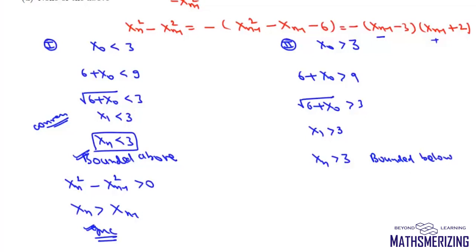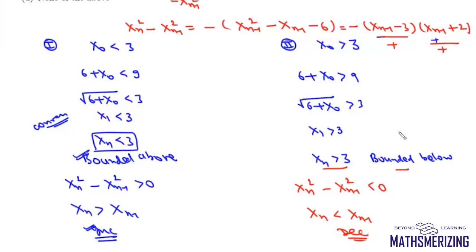Now if xₙ is greater than 3, then this expression will be positive, this is also positive, and here we have this minus sign. So we'll get xₙ² minus xₙ₋₁² should be less than 0, that is xₙ should be less than xₙ₋₁. That means this sequence is now a decreasing sequence. So if the sequence is bounded below and monotonic decreasing, that means this sequence will converge.